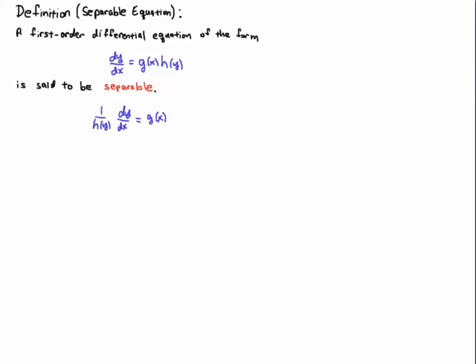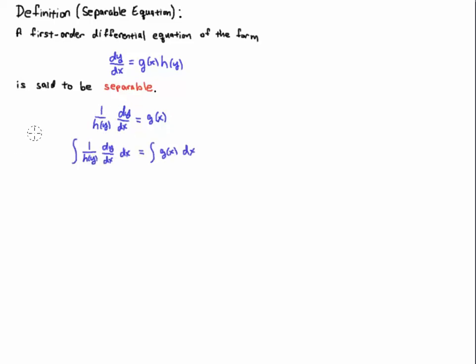Okay, so remember, for this to be a separable equation, we have a function g that is written entirely in terms of the independent variable, and a function h which is written entirely in terms of the dependent variable, and we have a product of those two. So I'm going to divide both sides by h of y, and I'm assuming that h is non-zero. Then I have g of x on the right hand side, so I have 1 over h of y times dy dx.